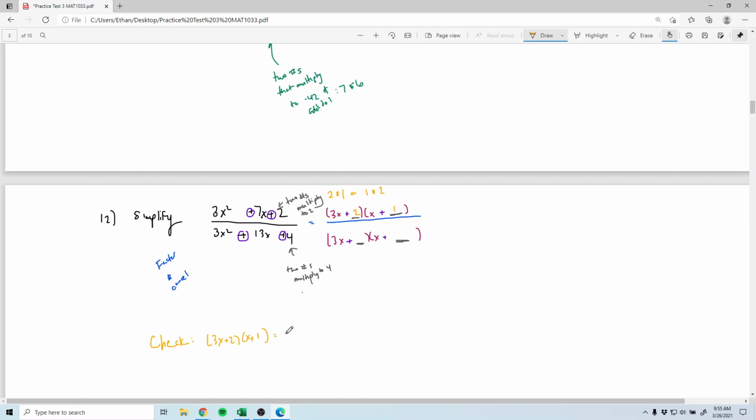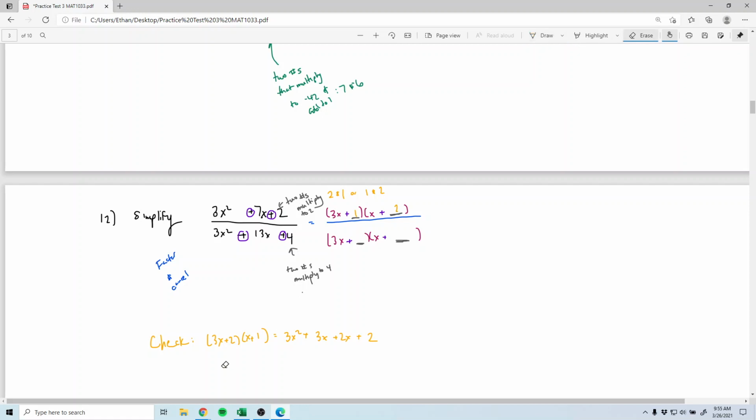So when we do the 3x and the x, we get the 3x squared. When we do the outside, 3x times 1 is 3x. The inside, 2 times x is 2x. And then the 2 times 1 is 2. And the middle 3x plus 2x does not equal 7x. So that one won't work. Well, that means it's got to be the other combination because we only have one other combination. It's 1 and 2.